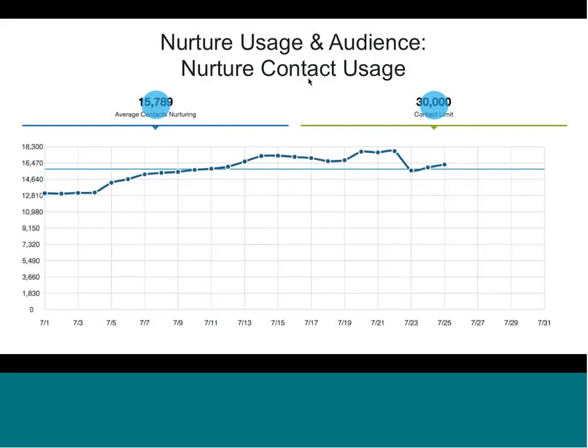Now, in this case, this particular account is not leveraging its full capacity. And so in this case, the system itself is not able to run at its full capacity to get optimal performance here. So let's talk about some things that you can do if you're not getting to your full contact limit.